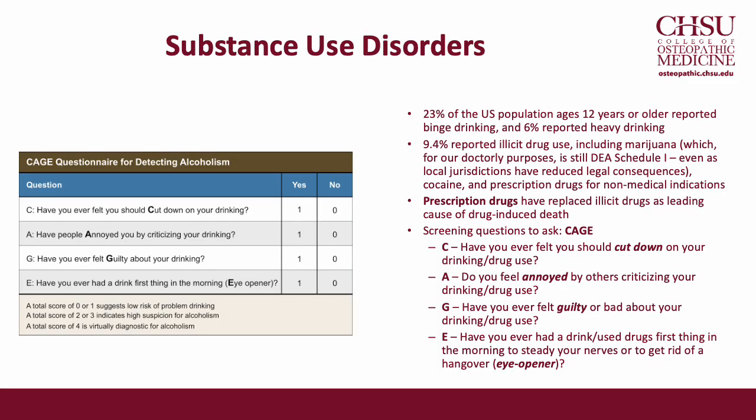Moving on, we're going to take a look at substance use disorders. For substance use disorders, one of the most common screening instruments that students will use is the CAGE questionnaire. The CAGE questionnaire was originally developed for alcohol use disorder, which at the time was called alcohol abuse, and it can be applied to any substance or addiction pattern.